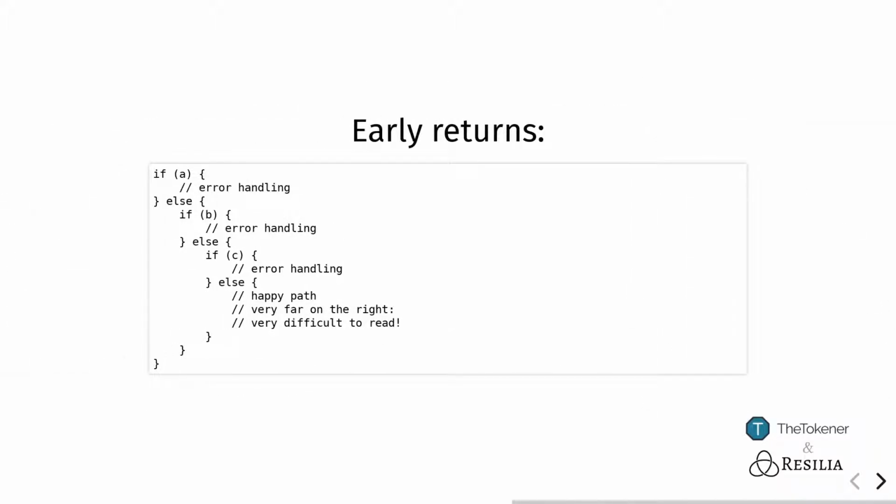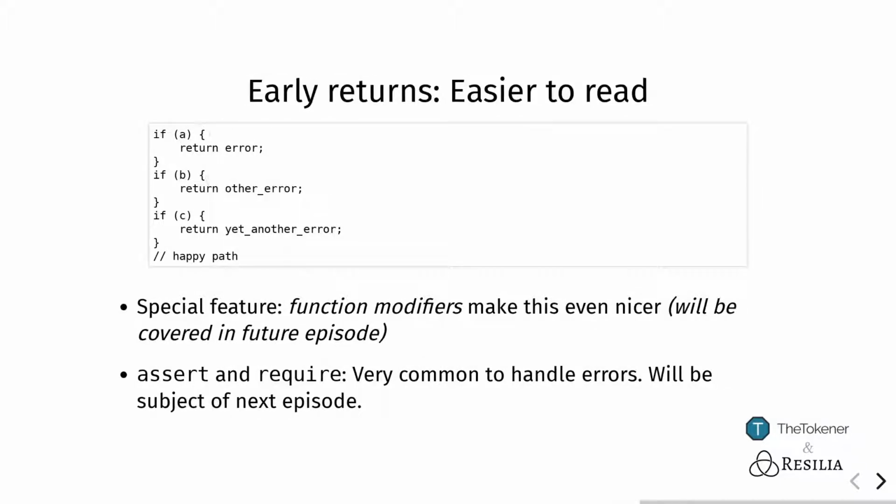So once again, if you do all the error handling with if else, if else, if else, then all your actual code is in here, and you probably have some return statements down here as well. But if you are able to rewrite your code like this, it becomes a lot easier to read.